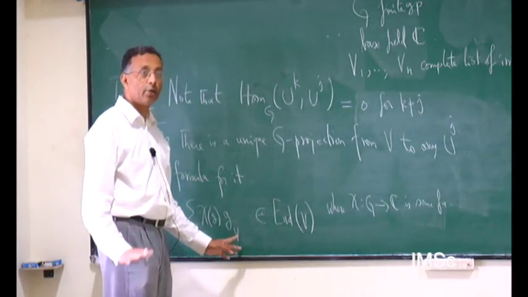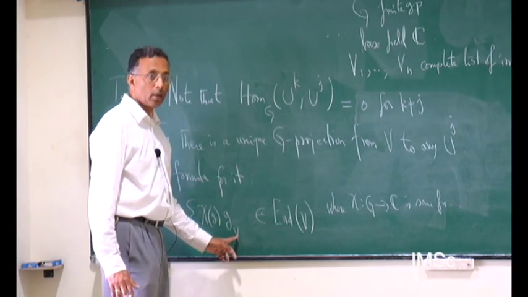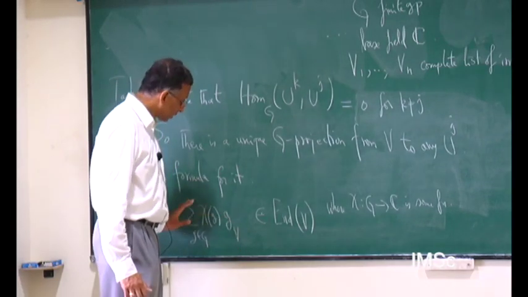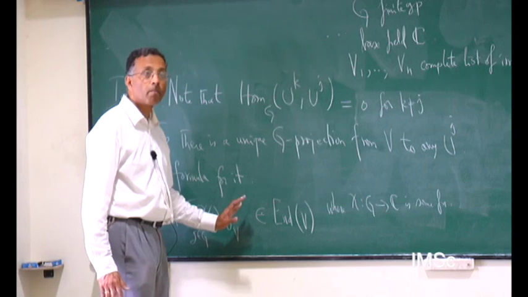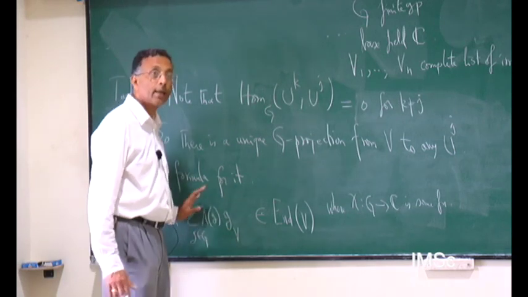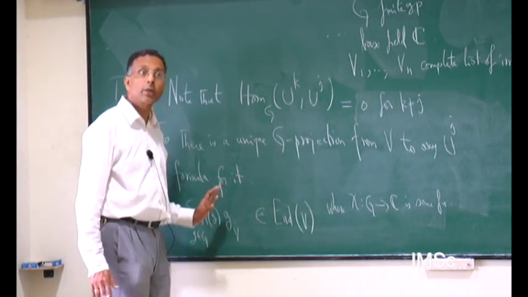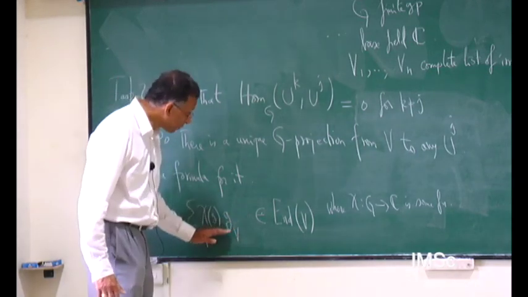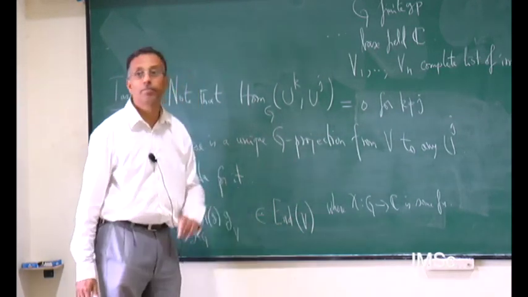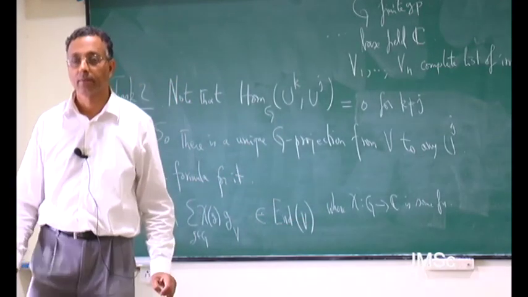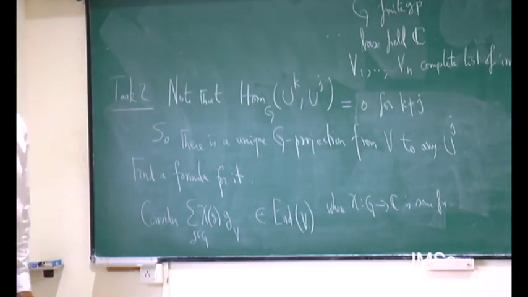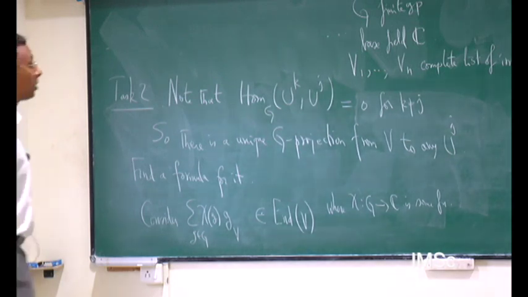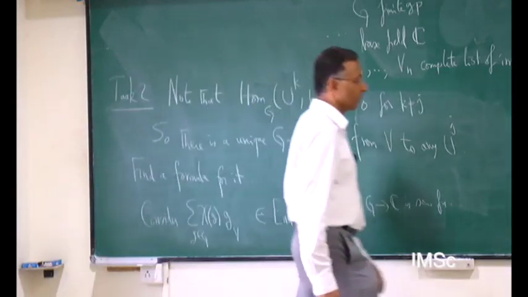V is not irreducible. This belongs to the center of the group. So it belongs to the center of the group. In other words, it commutes with all elements of G. So this belongs to End_G(V). Right? This belongs to End_G(V). So if V phi is a class function, okay?